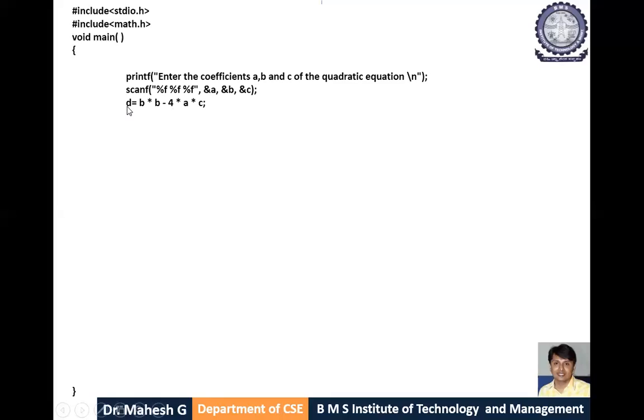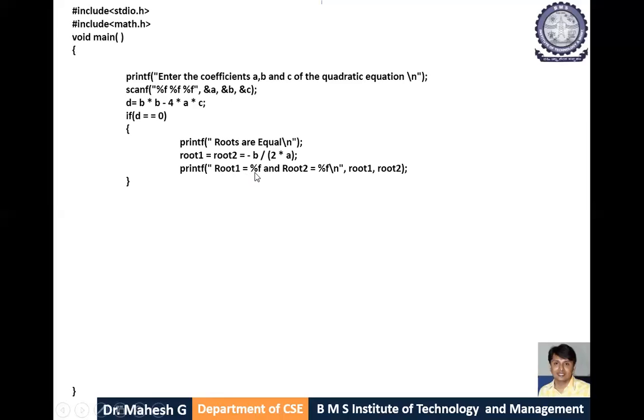Once the value of d is known, we know that the roots can be of three possible types based on the value of d. If d is 0, if discriminant is equal to 0, then we understand that the roots are equal. So we print that the roots are equal. And we can compute the roots as root 1 is equal to root 2, that is equal to minus b divided by 2 star a. And we can print the roots as printf root 1 is equal to %f and root 2 is equal to %f, root 1 comma root 2.